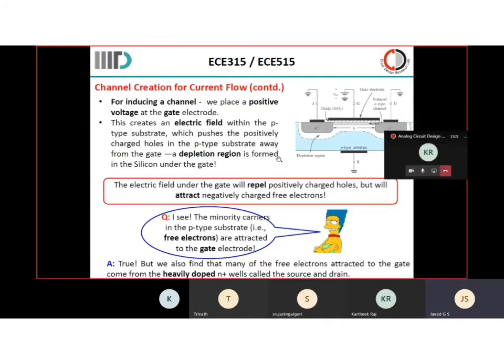So how does the channel get created? For inducing a channel, we place a positive voltage at the gate electrode. This creates an electric field within the P-type substrate, which pushes the positively charged holes in the P-type substrate away from the gate. So a thin depletion layer is formed, as shown in the white region here, in the silicon under the gate. The electric field under the gate will repel the positively charged holes, but will attract the negatively charged electrons.